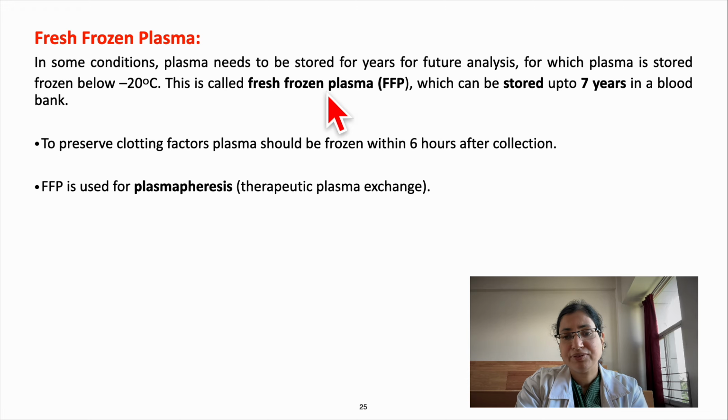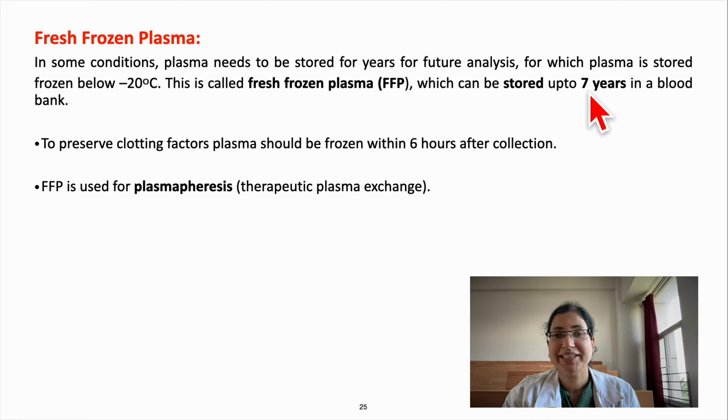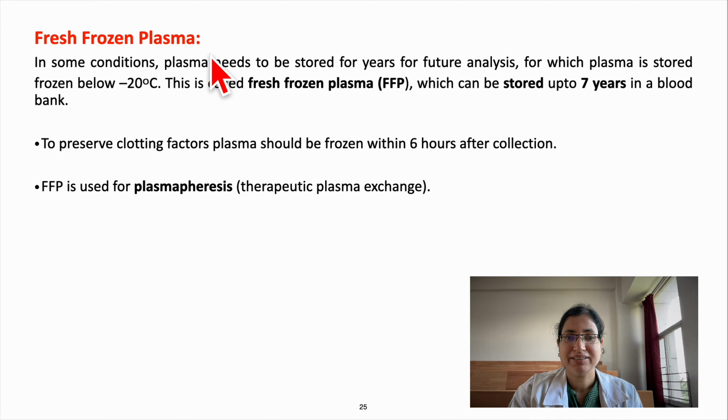Now, what is fresh frozen plasma? There may be a brief answer question. In some conditions, plasma needs to be stored for years for future analysis, for which plasma is stored frozen below minus 20 degrees Celsius. You have to remember this. This is called fresh frozen plasma, which can be stored up to 7 years in a blood bank. So what is the importance of this? To preserve clotting factors, plasma should be frozen within 6 hours after collection.